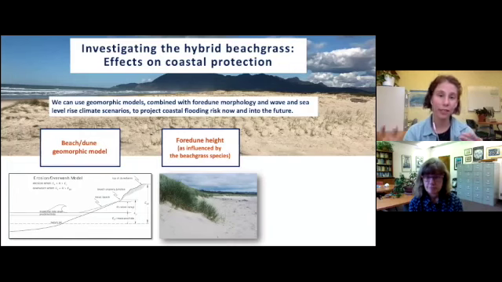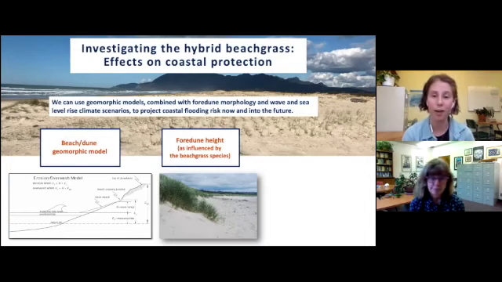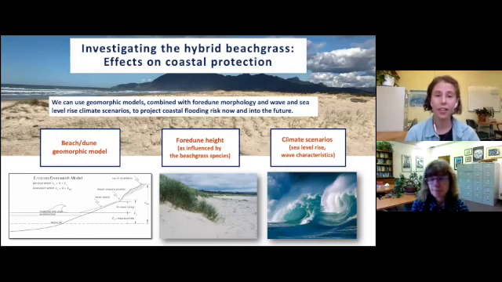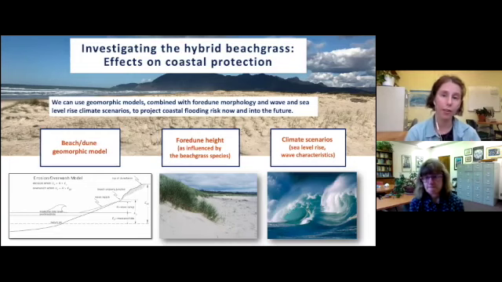Into models like this, we can feed several different inputs, including dune height produced by different species. For instance, after many years of the Nehalem experiment operating, we can start to extract metrics such as dune height from these different experimental plots and feed them into the model. We can also incorporate different climate scenarios. We know that on a global scale, sea level rise is occurring and storms are increasing in frequency and intensity. In Oregon and Washington, these patterns are more variable on a smaller scale. So these models will be useful in addressing how the hybrid can affect coastal protection at different sites and in different scenarios.